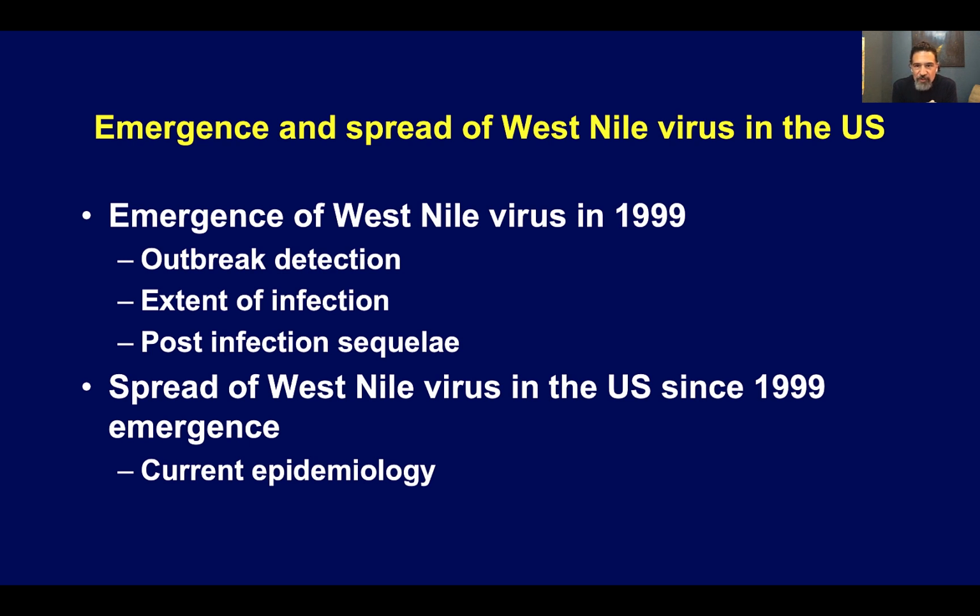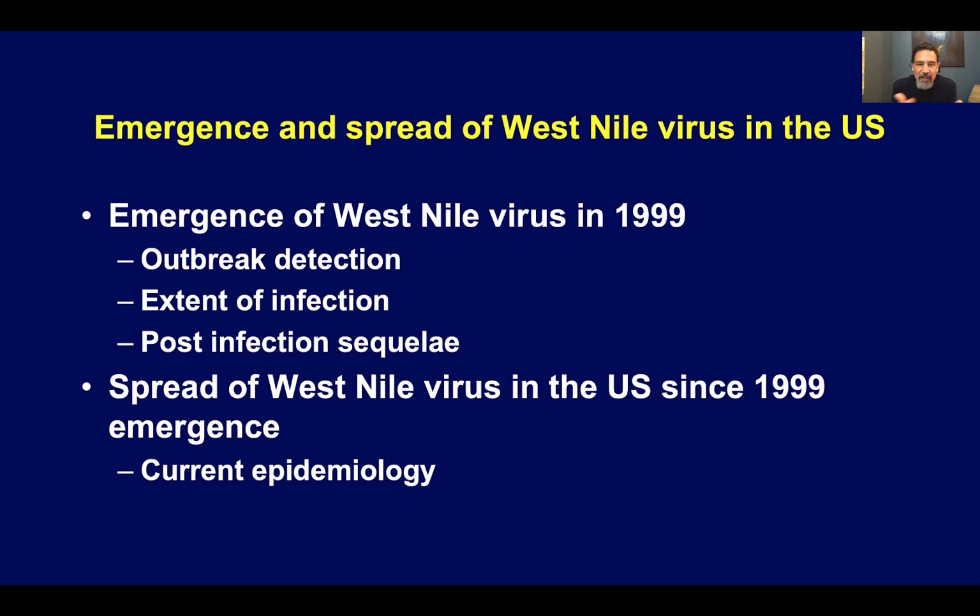So for this talk, I'm going to cover in detail the events and knowledge gained from the emergence of West Nile in the New York City area in 1999 from an epidemiological standpoint, including the detection of the outbreak, the extent of West Nile infection in the community, and post-infection sequelae. In the latter part of the talk, I'll cover the subsequent spread and current epidemiology of West Nile virus infection in the US after 1999.